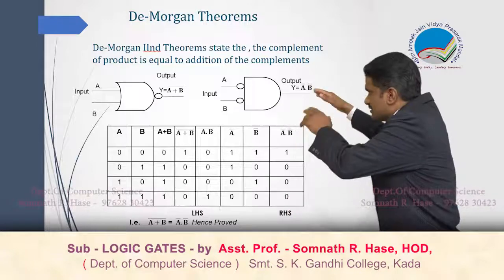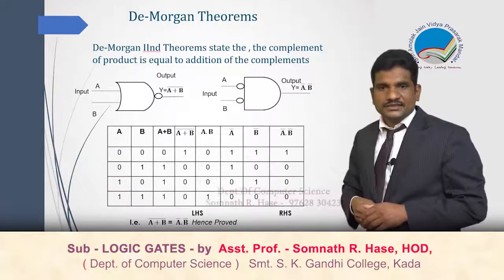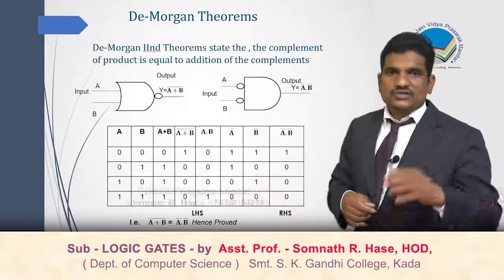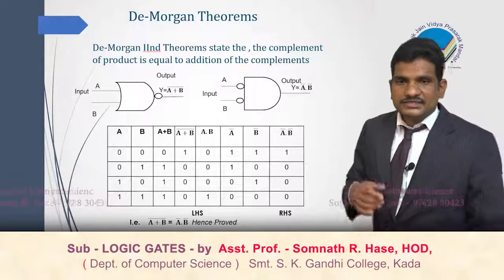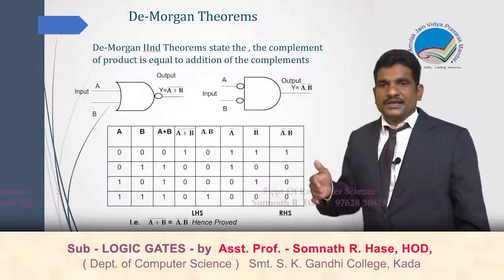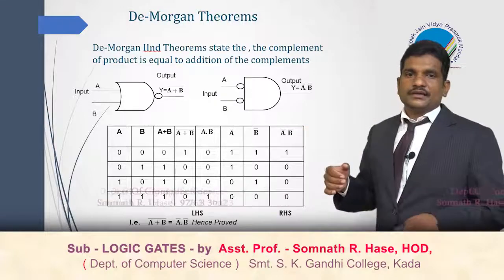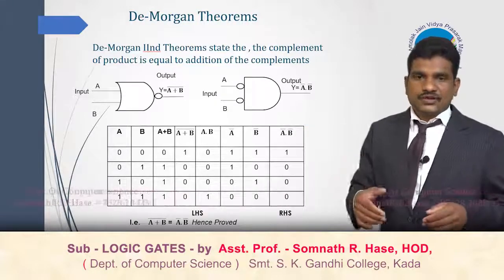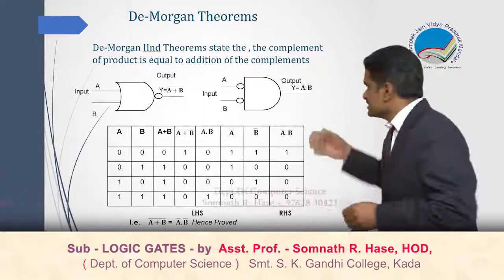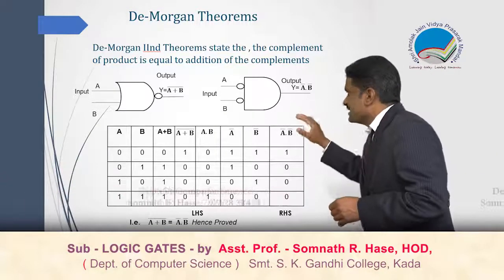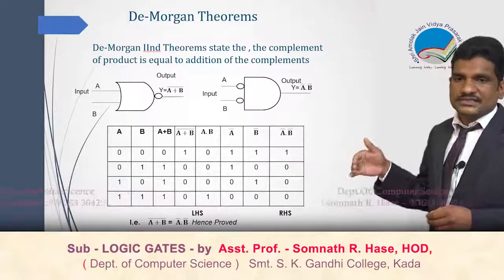So in these truth tables we can see the LHS part and also the RHS part. In these slides it is clearly mentioned that there is 1, and also in A not into B not there is 1. In all other cases there is 0. So we can see both these columns are identical to each other, and hence De Morgan's second theorem is also proved.